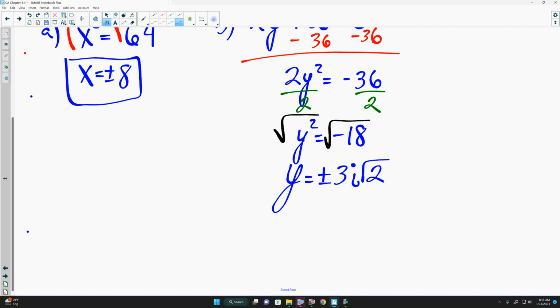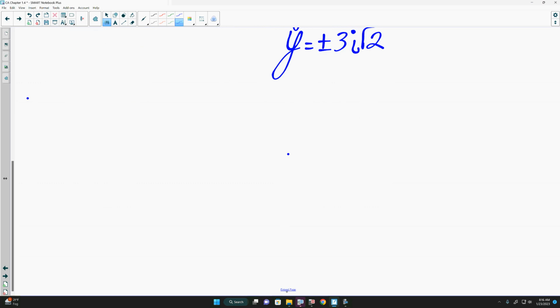So your answer is y is equal to plus or minus 3i square root of 2. On the homework, you're not going to be able to use the plus or minus. What you're going to have to do for a problem like this is say y equals 3i square root of 2, comma, negative 3i square root of 2. You're going to have to split them apart.